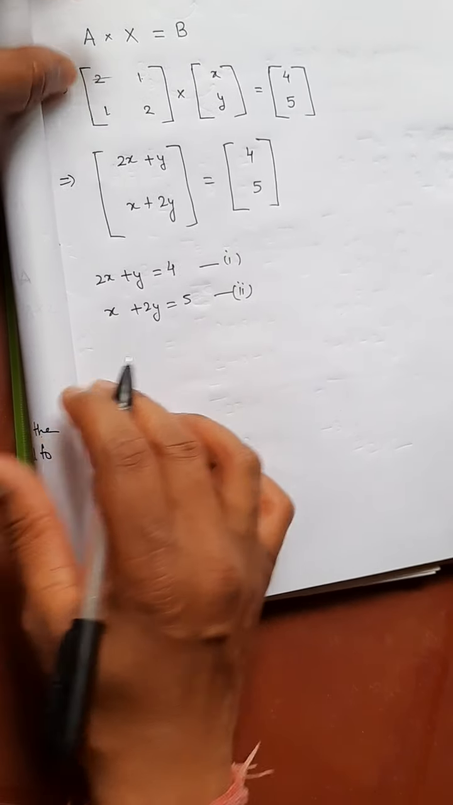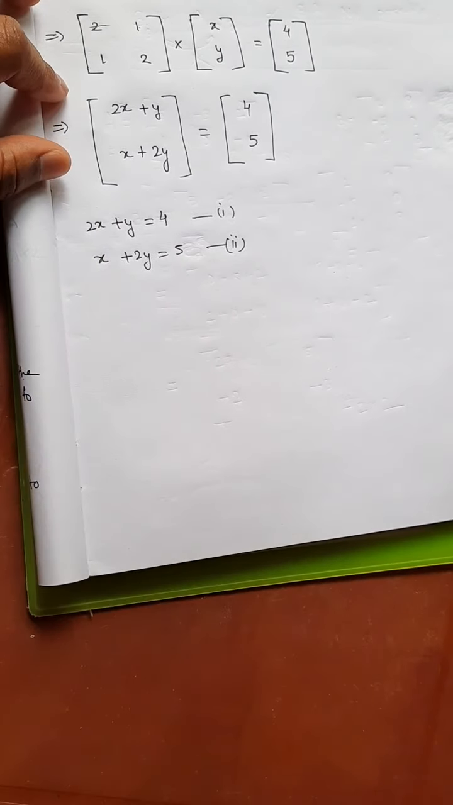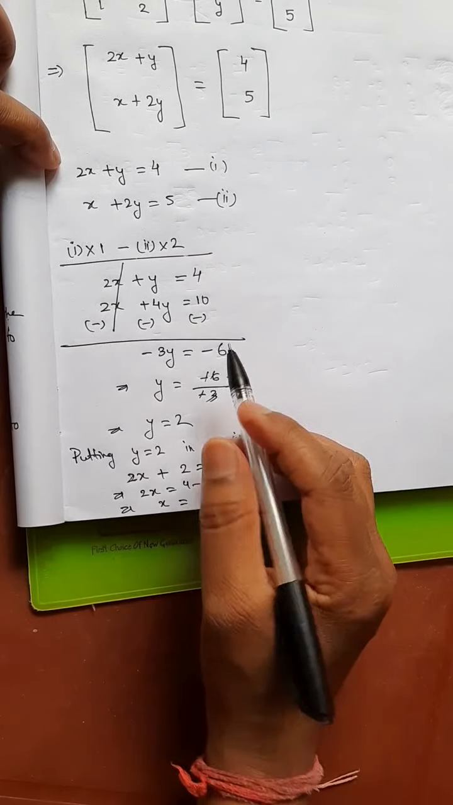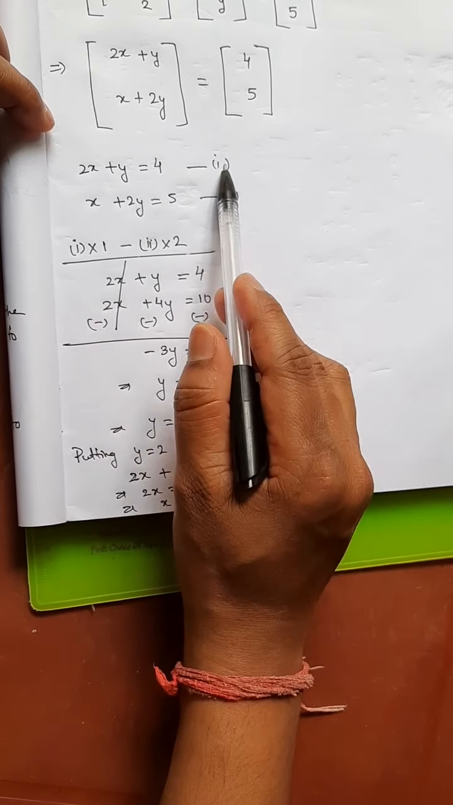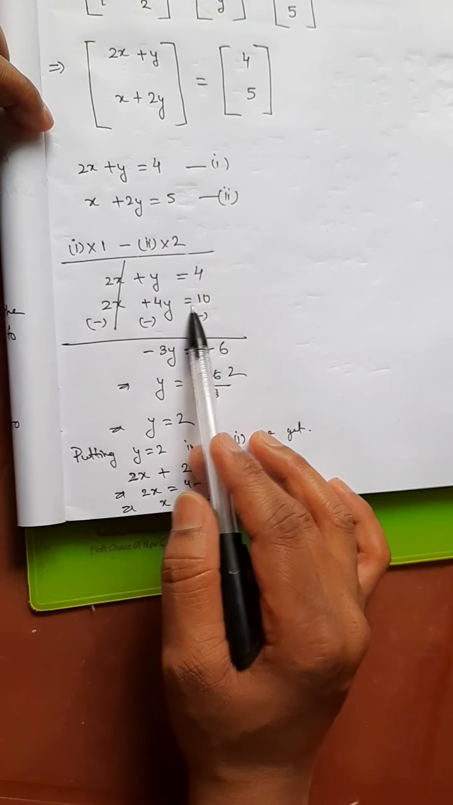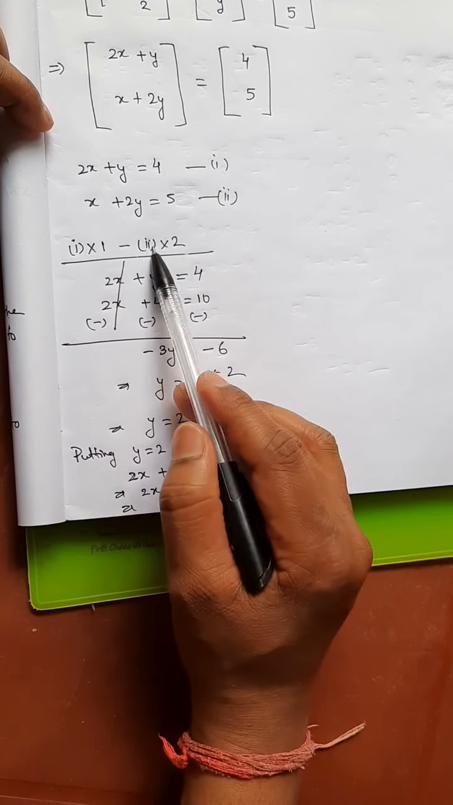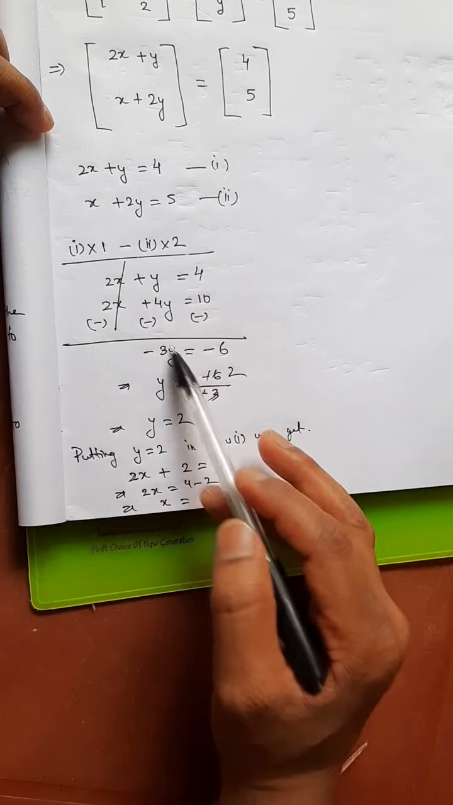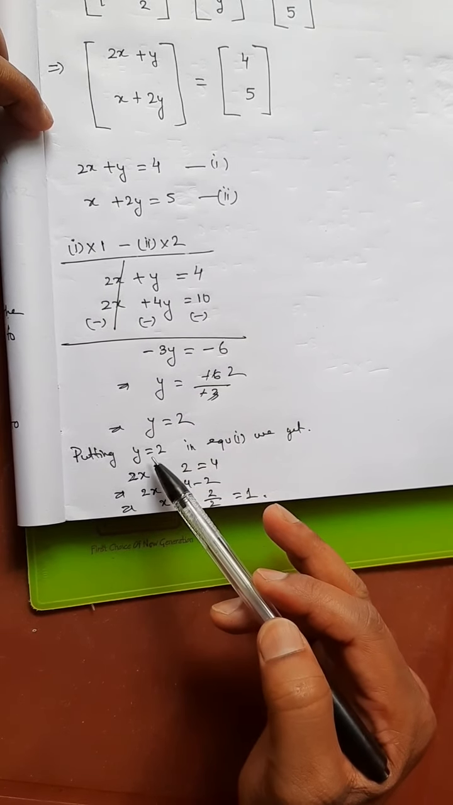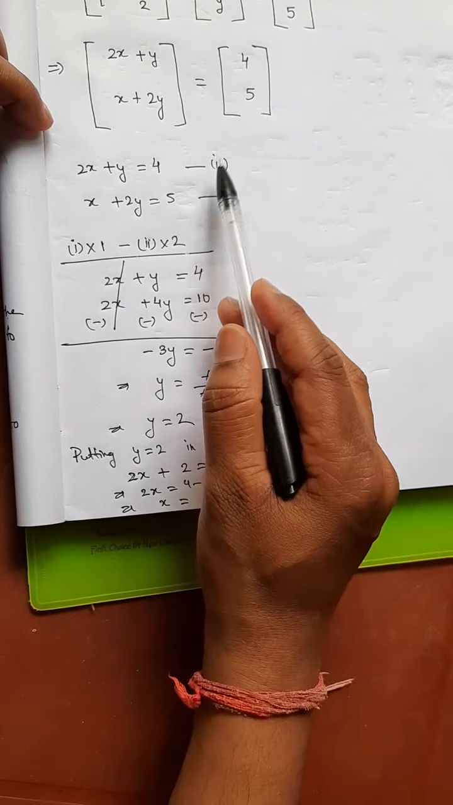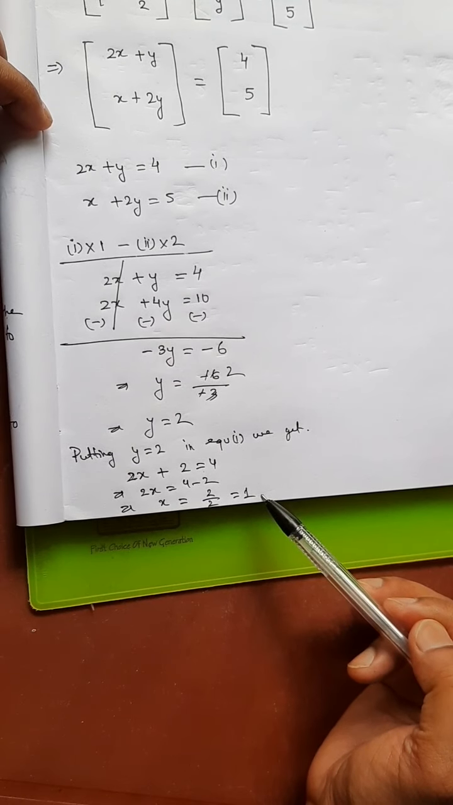Let me solve it first. See, I have solved this for you. You know how to solve. What I have done is multiplied equation 1 by 1, equation 2 by 2, and then subtracted. So I got the value of Y. I put the value of Y in equation 1 and got the value of X.